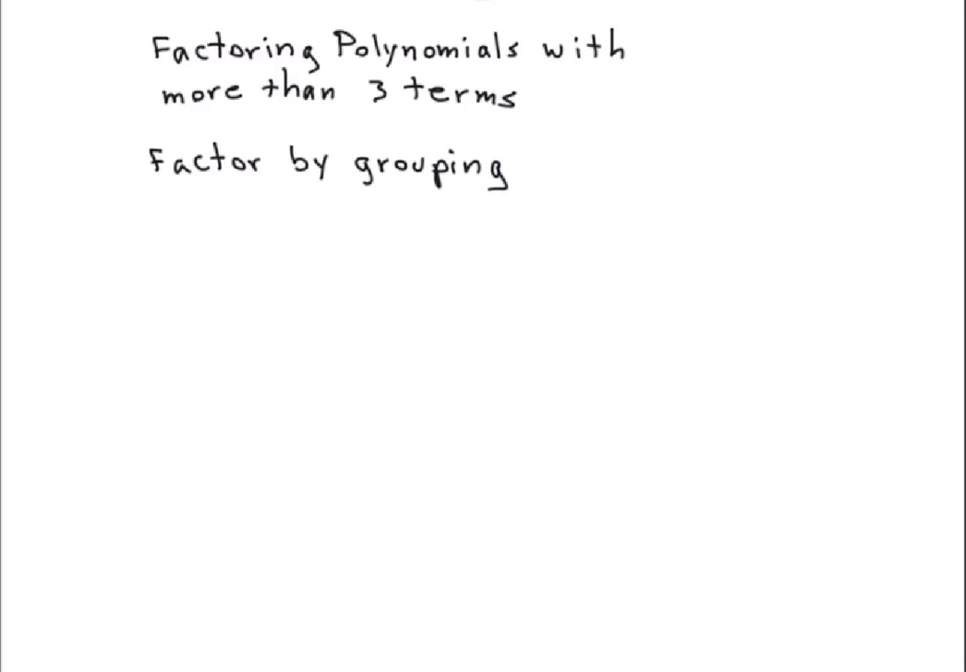So let's look at an example. 4x cubed minus 12x squared minus 9x plus 27. So let's see how factor by grouping works. So basically what we're going to do is we're going to take this polynomial. First off, we want to make sure that it's written in descending order, and this one is. So the highest degree term is first, the lowest degree term is last. And then what we want to do is we want to group it into 2 pieces.